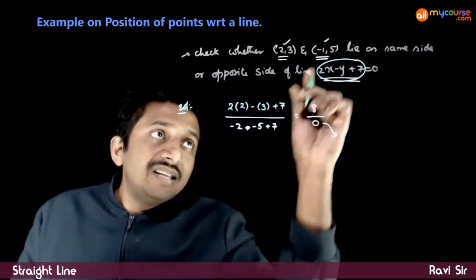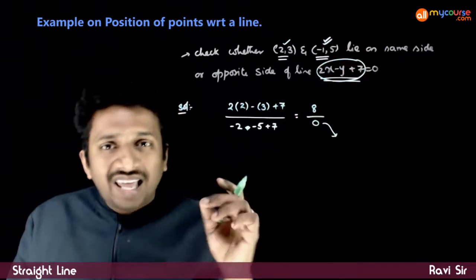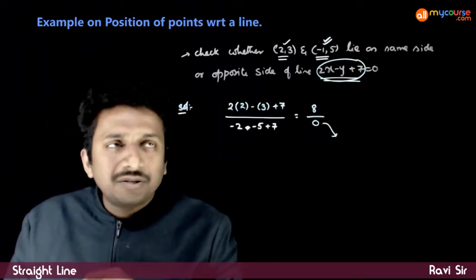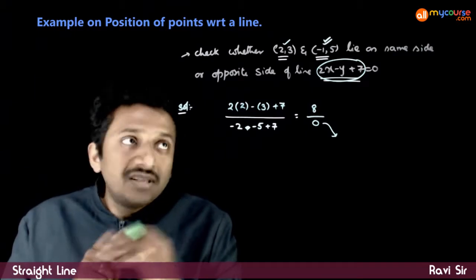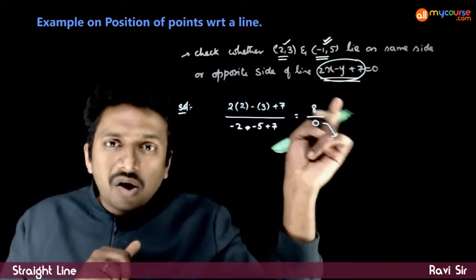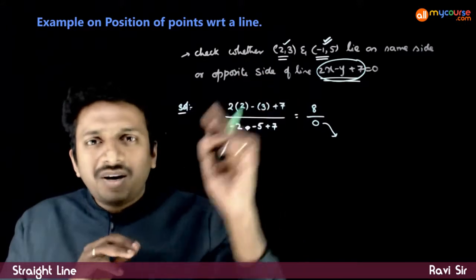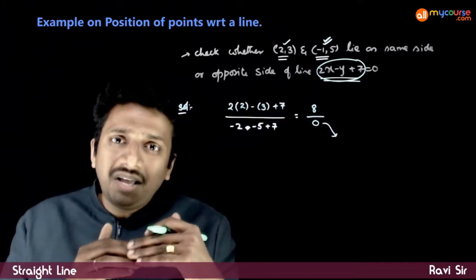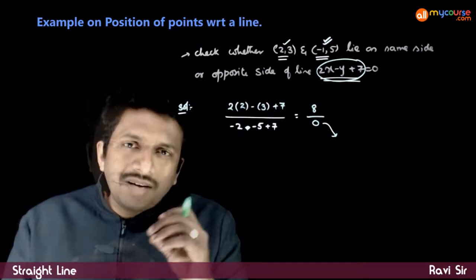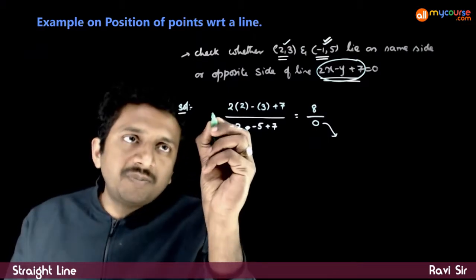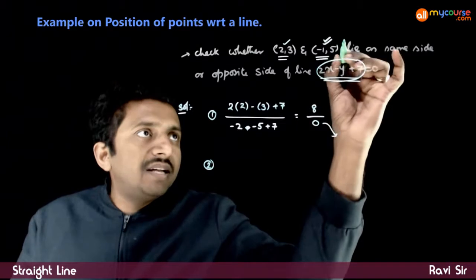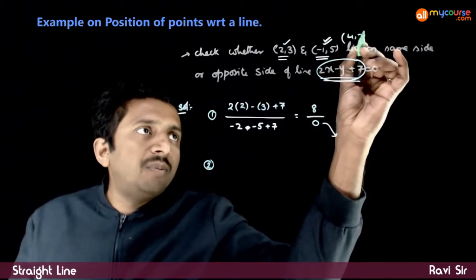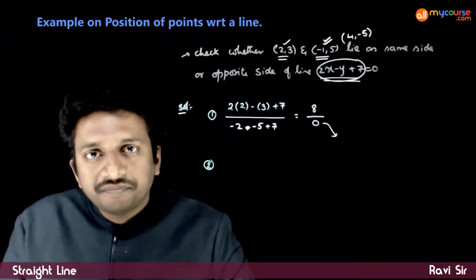That means the second point lies exactly on this line. So you cannot decide whether they are on the same side or the opposite side. The second point lies on the line. The first point does not lie on the line. So let us take another point. So let this be the first case. So instead of (-1, 5), let us take the point (4, -5).